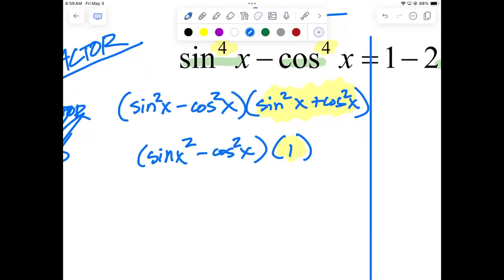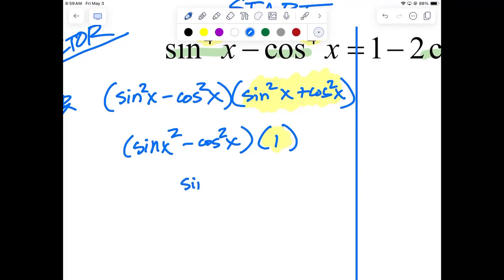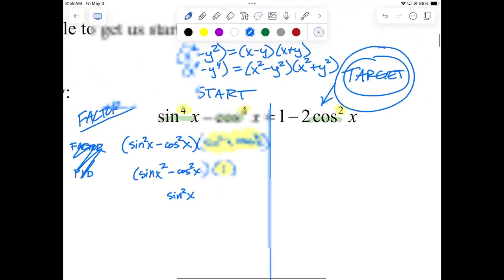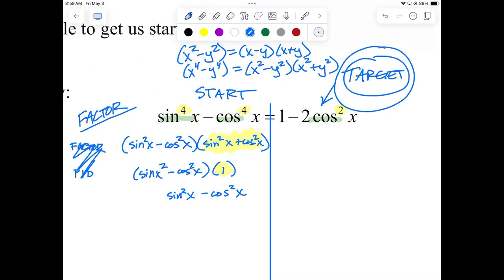Now, what's anything times 1? Itself. So now I can say sine squared minus cosine squared. And now I've accomplished something. I've taken it from a power of 4, and I'm taking it down to a power of 2, which is what I want. So now the other side being your target, now you ask yourself, okay, the cosine is squared, but on the other side, there is no sine squared, is there? There's no sine squared. So I need to think about this.